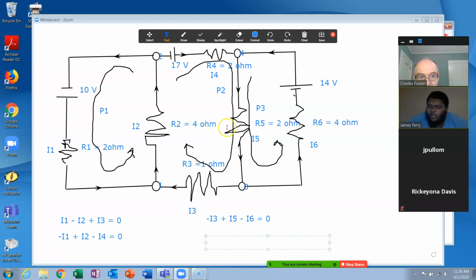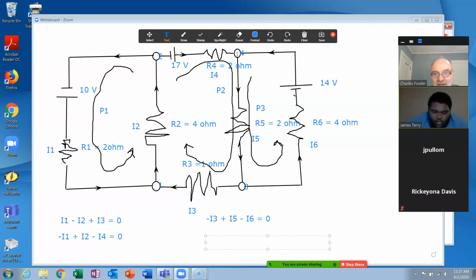What's throwing me off is the book's got it backwards. They have all the signs backwards, right? No, sir. Okay. Well, tell me what they're doing. For junction 3, I thought the same thing, that I3 is leaving. They say I3 plus I6 minus I5 equals 0.